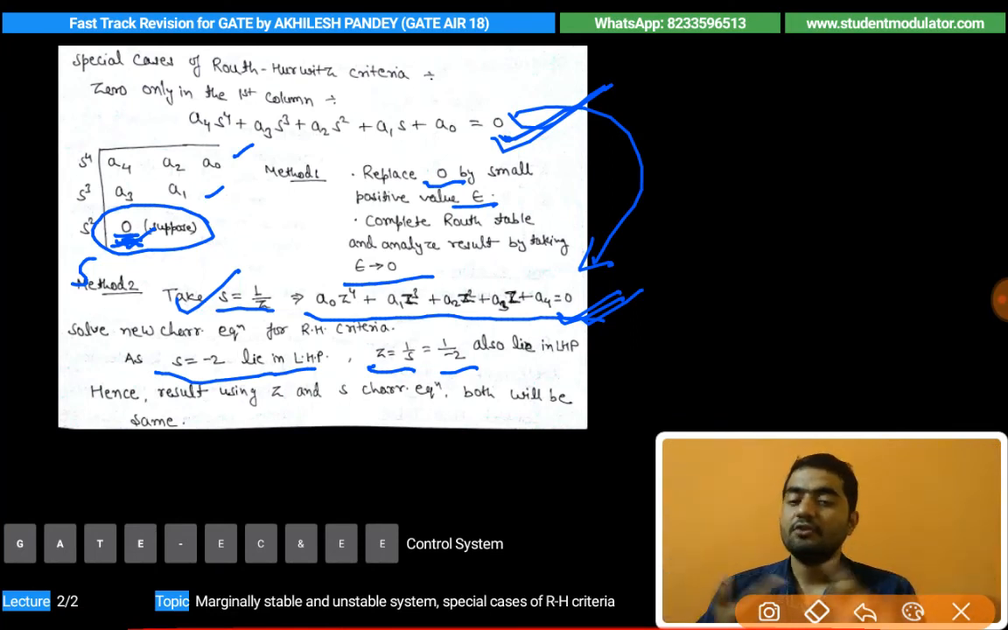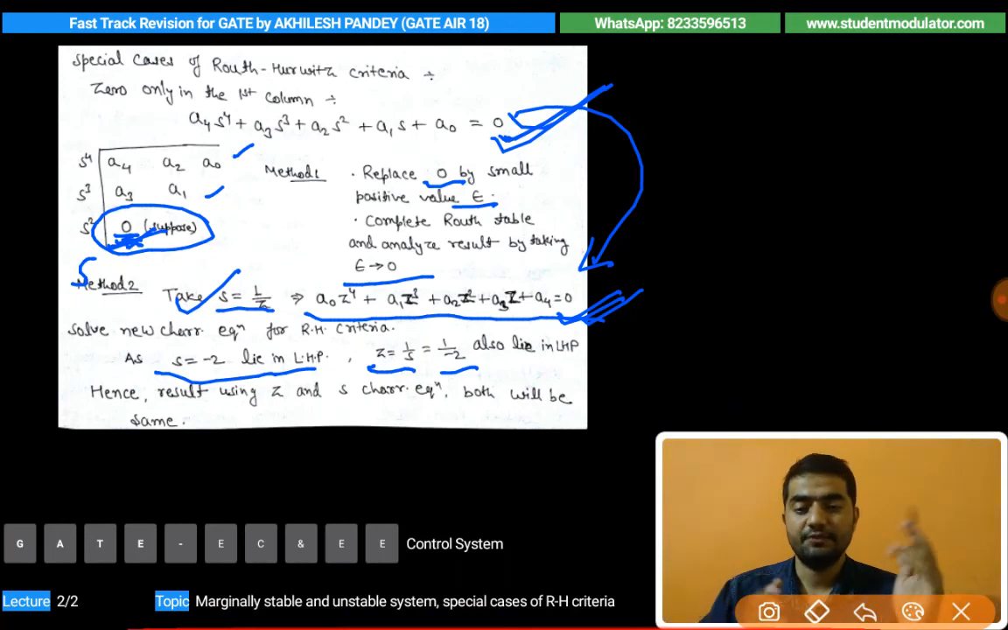So there can be two methods to form the Routh Hurwitz table. When this happens, when this 0 comes in the first column of any row, then we can either replace it by epsilon, a small positive value, and solve further. Otherwise, we can replace s by 1 upon z and then form a new characteristic equation and solve that in a simple manner to analyze the final result. So this way we can apply the two methods.